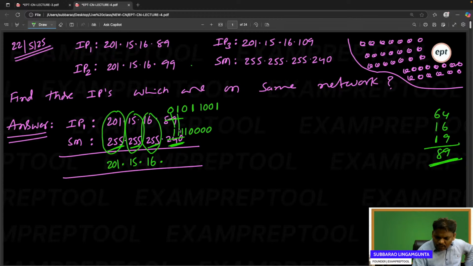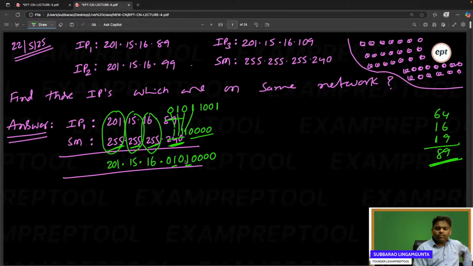Bitwise do the AND operation. If you observe, the first bit is going to be 0. Next one is 1. Next one is 0. Next one is 1, followed by 4 zeros. So if you observe clearly, this is 64, this is 25.